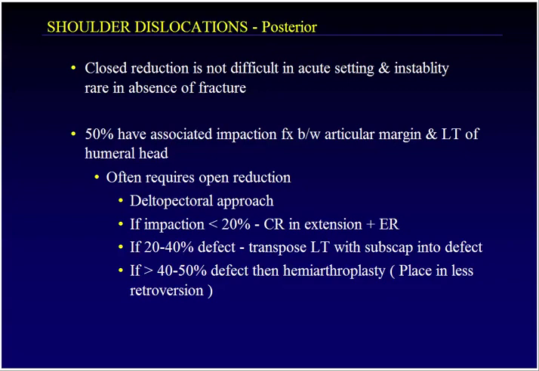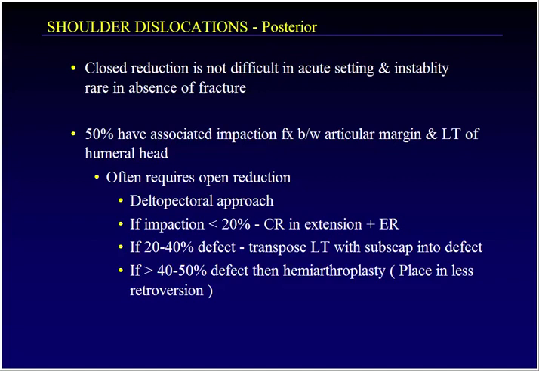50% of posterior shoulder dislocations will have an associated impaction fracture of the articular surface of the humeral head, which occurs between the articular margin and the lesser tuberosity. And for this reason, many of these will require open reduction, and they're also typically unstable once you reduce them. You do it through a deltopectoral approach.